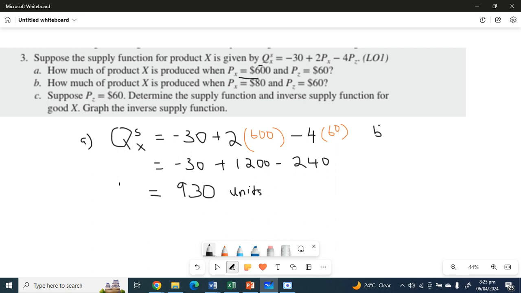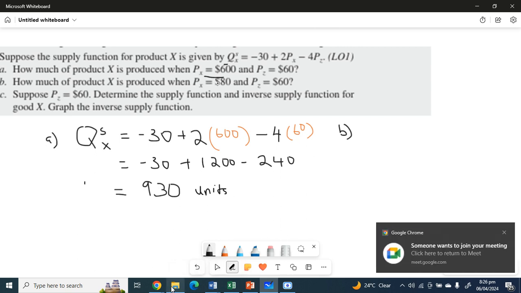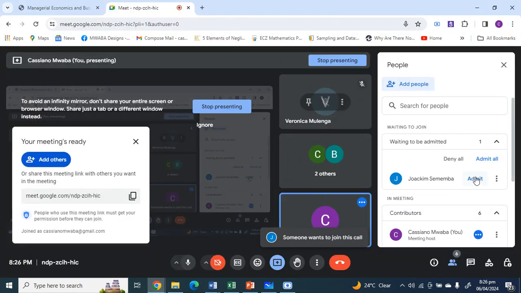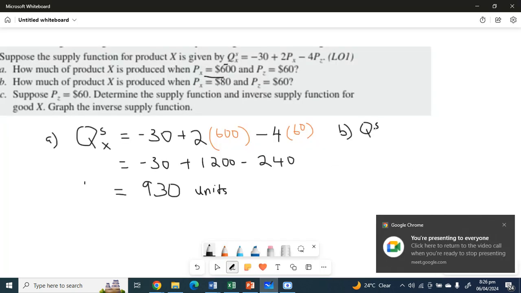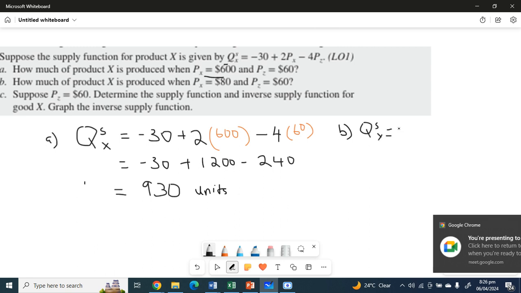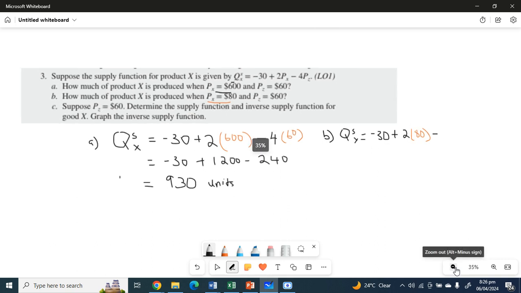So part B, it's the same thing. We just need to substitute into our equation. When the price of good X is 80 and the price of good Z is 60. So here we have QSX equals negative 30 plus 2. We're substituting PX with 80 now. So 2 times 80 minus 4PZ. The price of good Z is still 60 here.